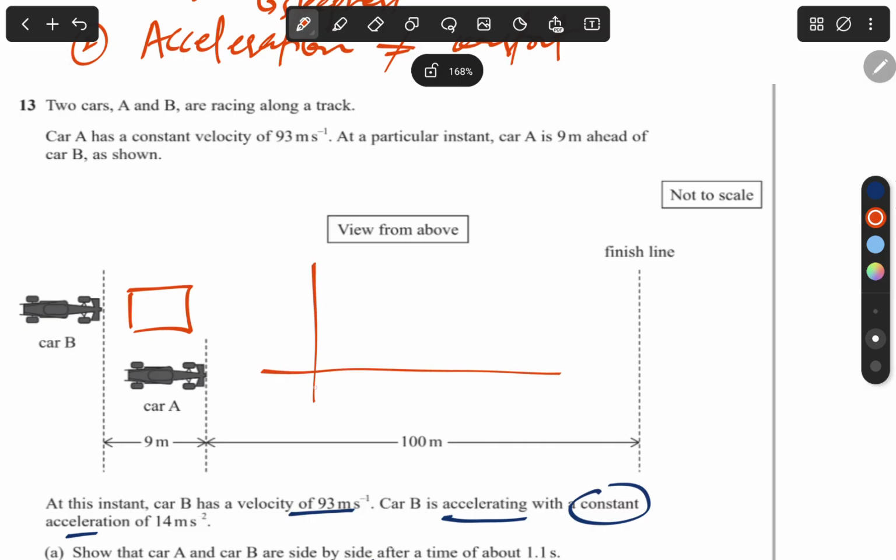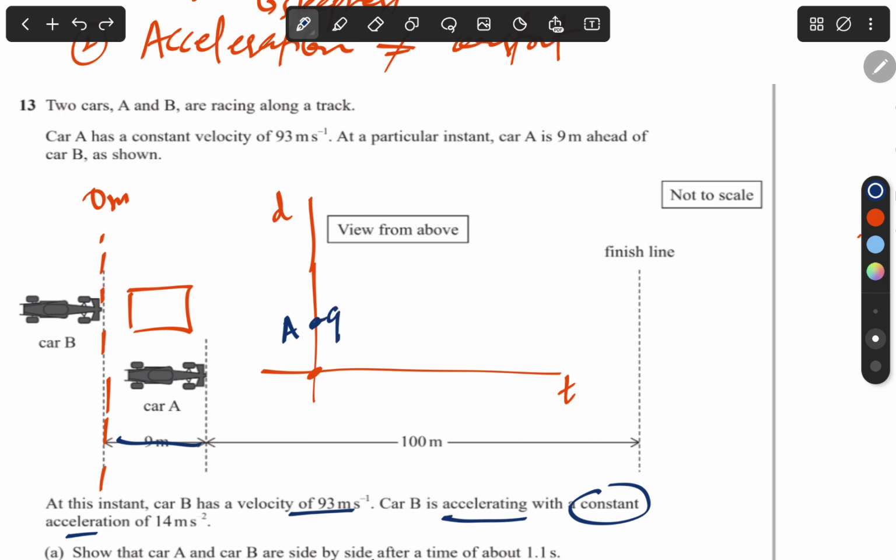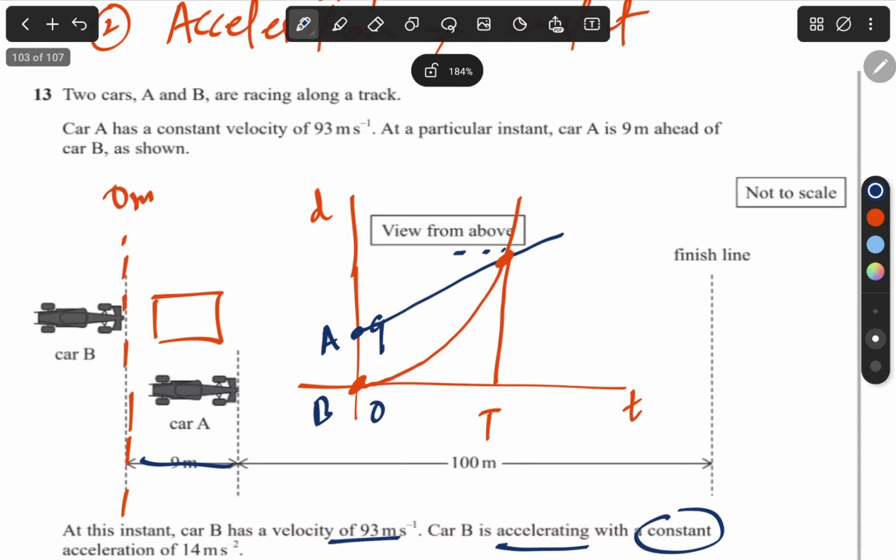So can I say this is 0 meters, and this is a distance over time graph. This is car A, which starts from 9 meters ahead. So it starts from 9 and it's going to travel at constant velocity. Now car B starts from 0, and it's going to accelerate, so a graph of acceleration looks like this, and they're going to meet at a time t.